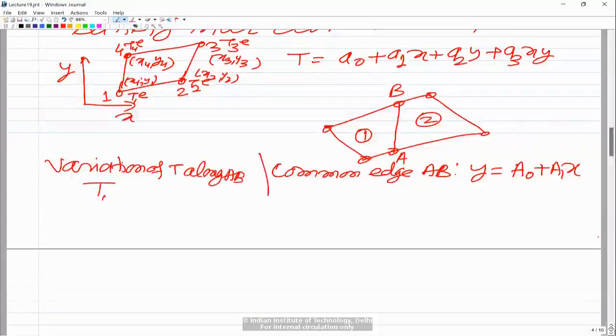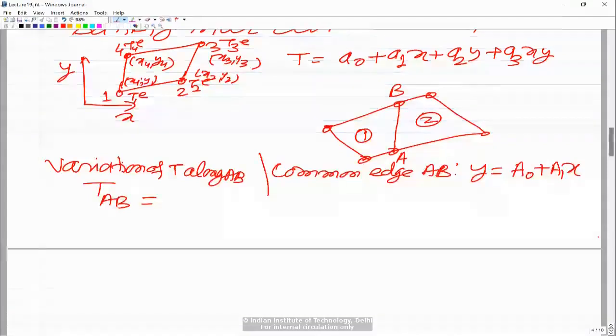So let me call that TAB. So TAB now along AB, y equals a0 plus a1x. X and y are not independent along AB, but y can be expressed in terms of x, or x can be expressed in terms of y along line AB. So the two coordinates are not independent, so we'll have to put that.